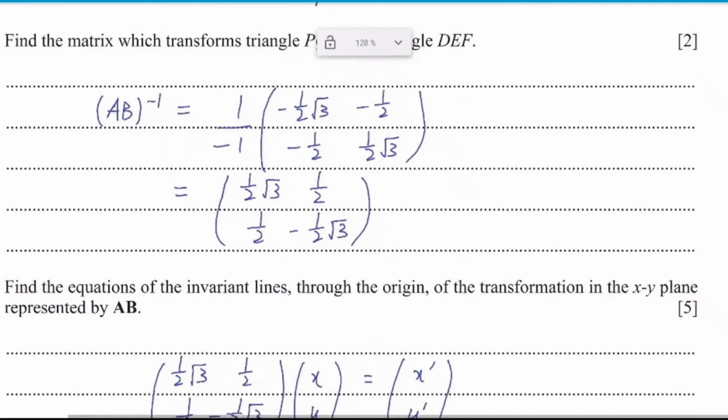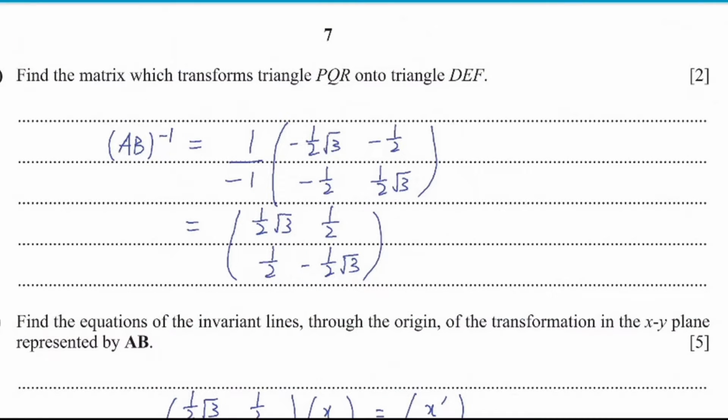So the next one, find the matrix which transforms the triangle PQR onto the triangle DEF. Earlier on, we were using DEF to transform to PQR by using the AB. So if it is the other way around, then we need to find the AB inverse. Since we already found out what the AB inverse is, we could find this matrix very easily here. It's a 2 by 2. Just use the formula for the inverse to find that.